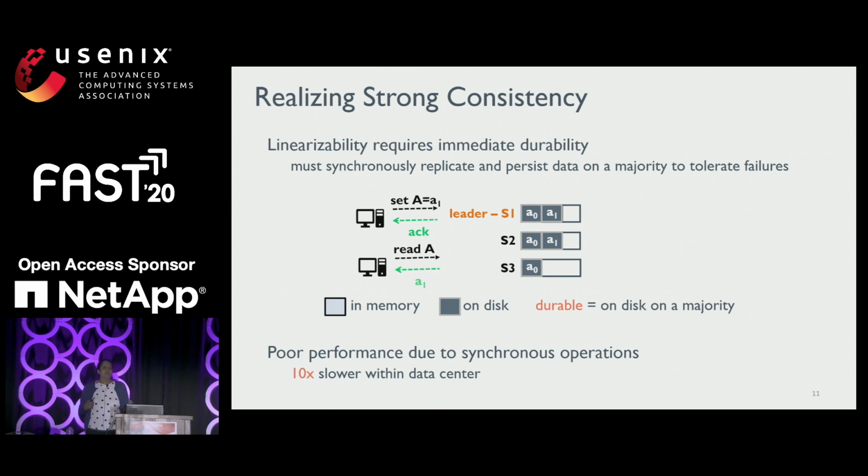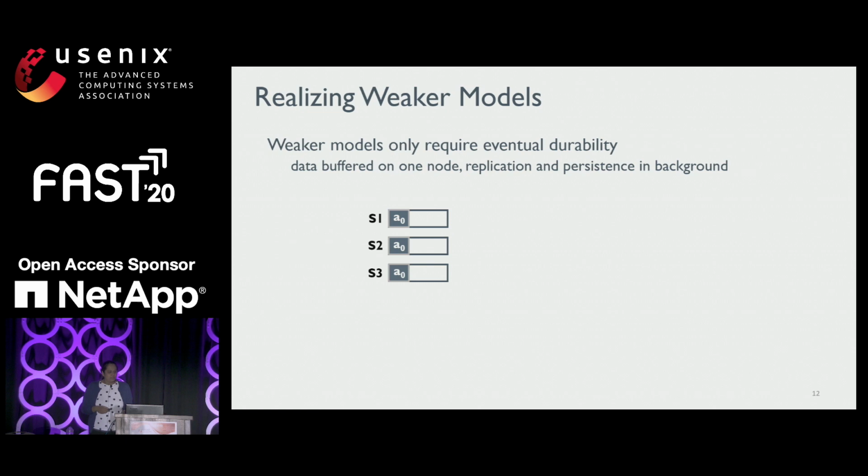In fact, immediate durability is sometimes 10x slower than eventual durability when we have replicas within a data center, and this could be much worse when the replicas are distributed across multiple data centers. On the other hand, to provide weaker guarantees, weaker models only require eventual durability. That is, on a write, the data is just buffered in one node's memory and immediately returned.